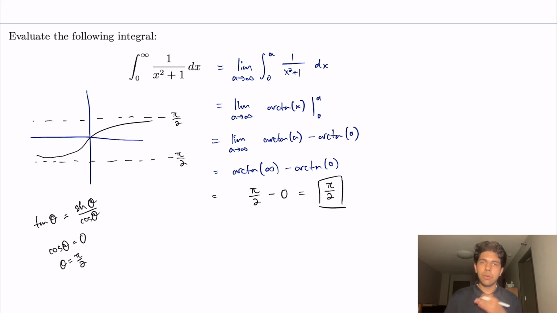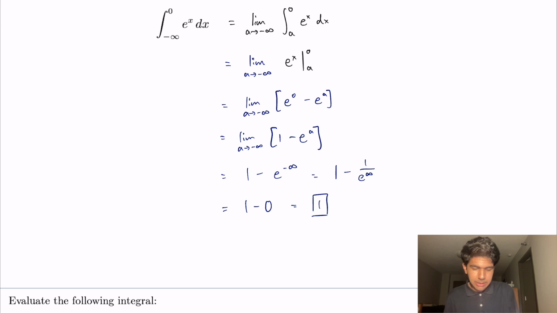Another simple example, but very similar to the previous problems we saw, so hopefully you're starting to feel comfortable with this. By the way, we can also say that since the integral equals pi over 2, which is finite, we can conclude that the integral converges. Same with the previous problem, since it equals 1, which is finite, it converges as well. Let's do another problem.